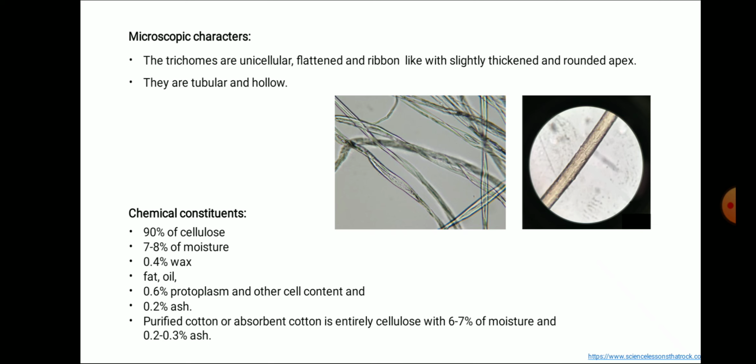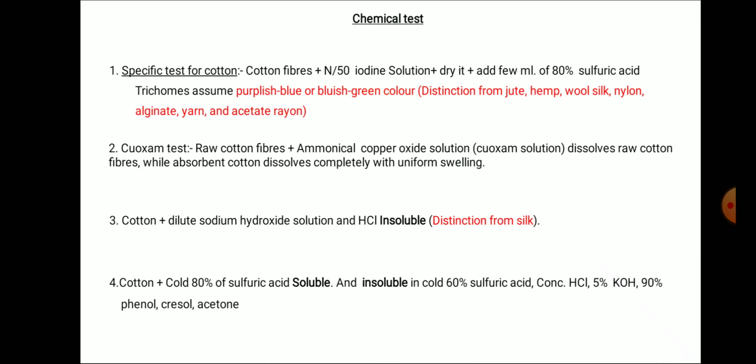Okay, the chemical constituents of the fiber. The cotton fiber consists of 90% cellulose and 7 to 8% moisture. The other chemical constituents are wax, fat, oil, protoplasm, etc. Now come to chemical tests. Cotton fiber becomes purplish blue or bluish green when it is treated with iodine solution and 80% sulfuric acid. Cuoxam test. The raw cotton dissolves in Cuoxam solution, and absorbent cotton dissolves completely with uniform swelling. That is the extra feature, uniform swelling with Cuoxam solution.